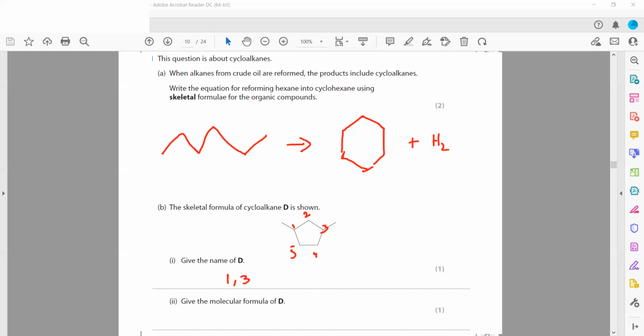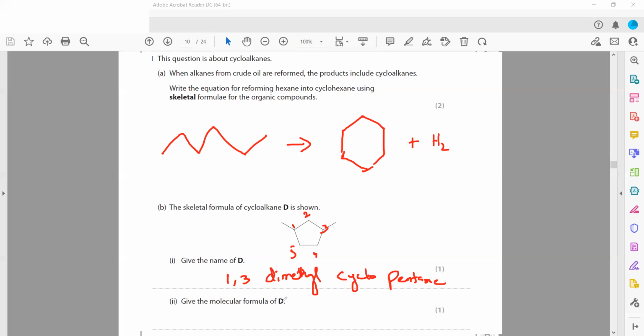First position and third position, we have a branch, and we call that dimethyl because identical branches are there, so 2 methyl groups. And now, how many carbon atoms are there? 1, 2, 3, 4, 5. For 5, because it's a cyclic compound, we say cyclo. And for 5, we call that pent, because they all have a single bond. So it is 1,3-dimethylcyclopentane.